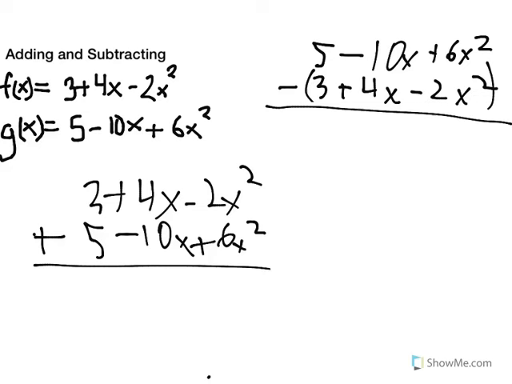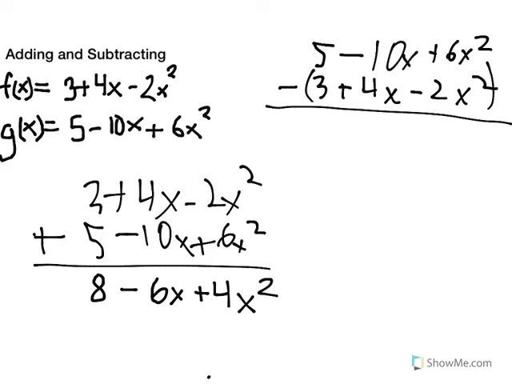Alright, for this one, we're going to be adding and subtracting polynomials. For addition, you're just going to want to set it up like any other addition problem. You put them right on top of each other. For this first one, it'll be 3 plus 5, which is 8, and 4x plus a negative 10x, which is negative 6x, and then a negative 2x squared plus a 6x squared, which is 4x squared.